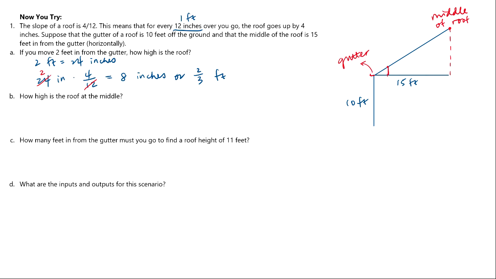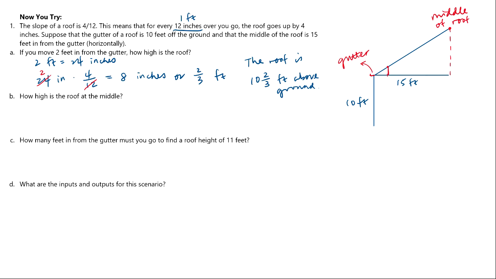Now if we want to think about how high the roof is altogether, we need to count the 10 feet that's above the ground over here. So in this scenario, we would say that the roof at this point is 10 2/3 feet above ground over here.